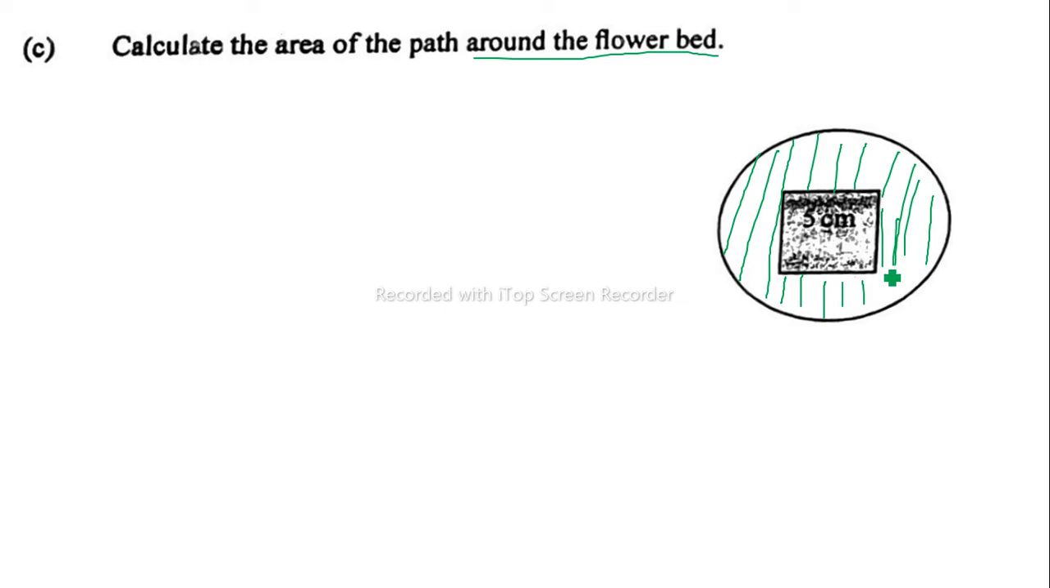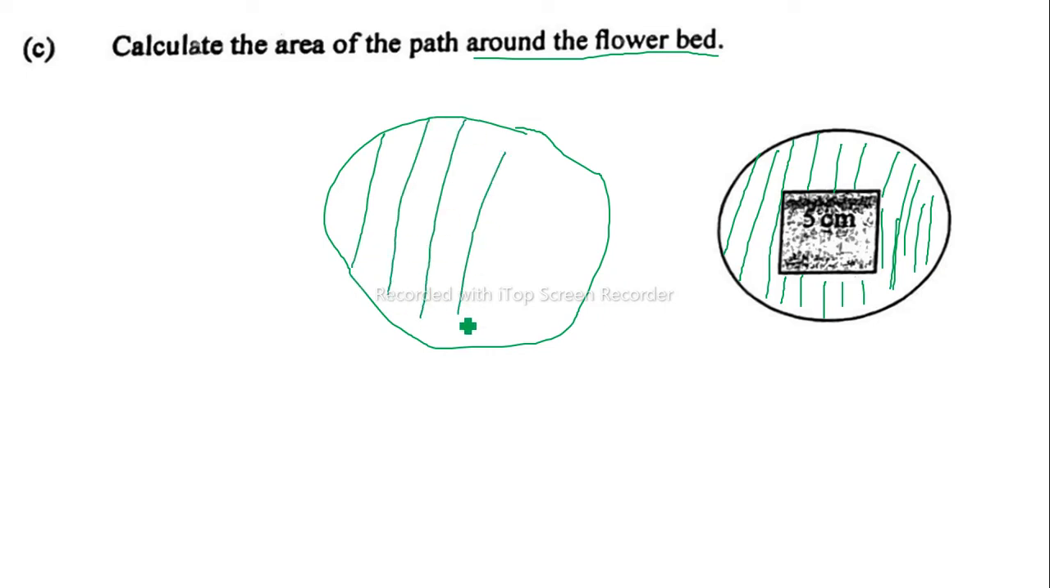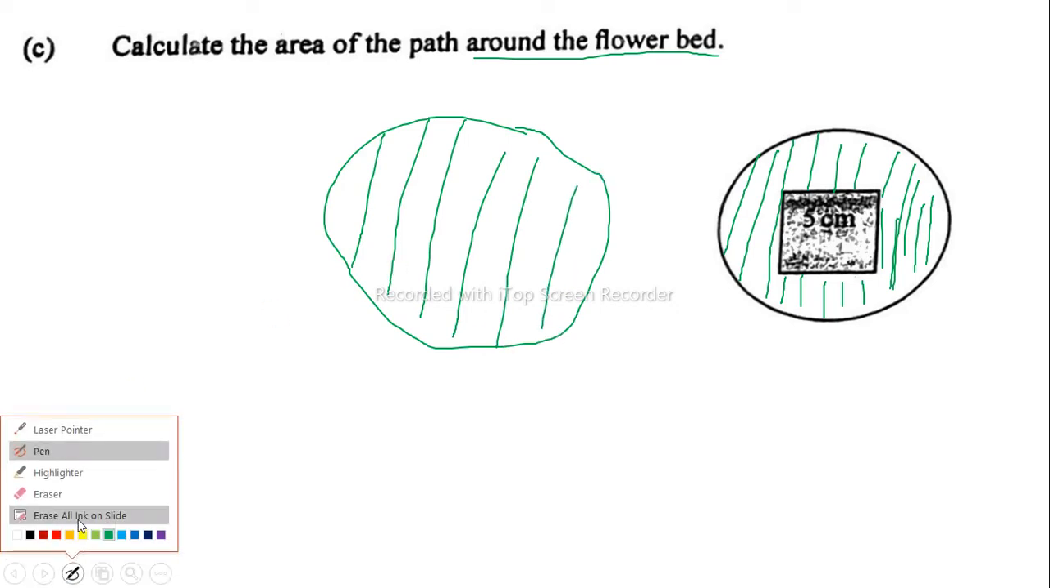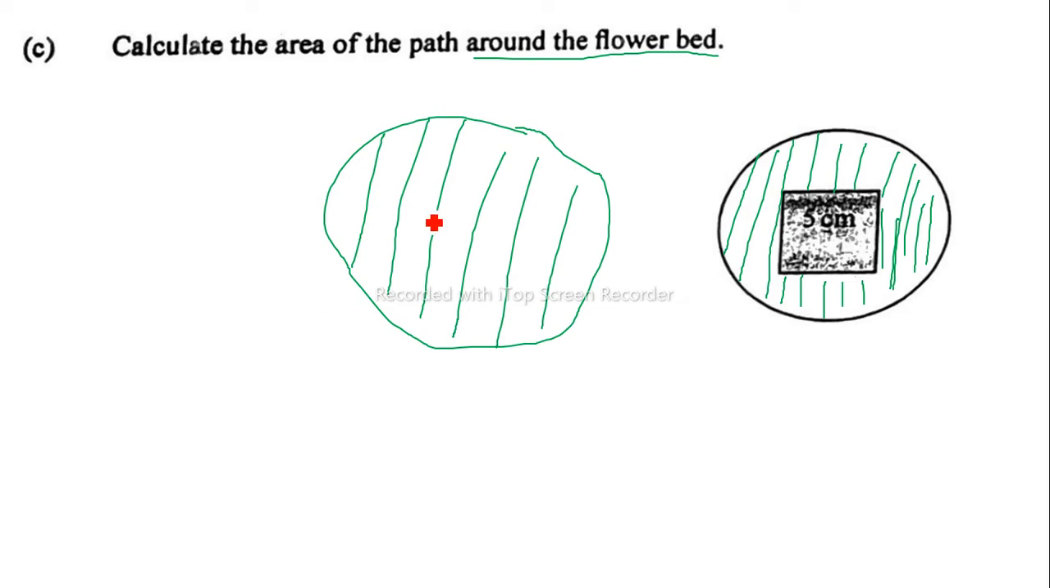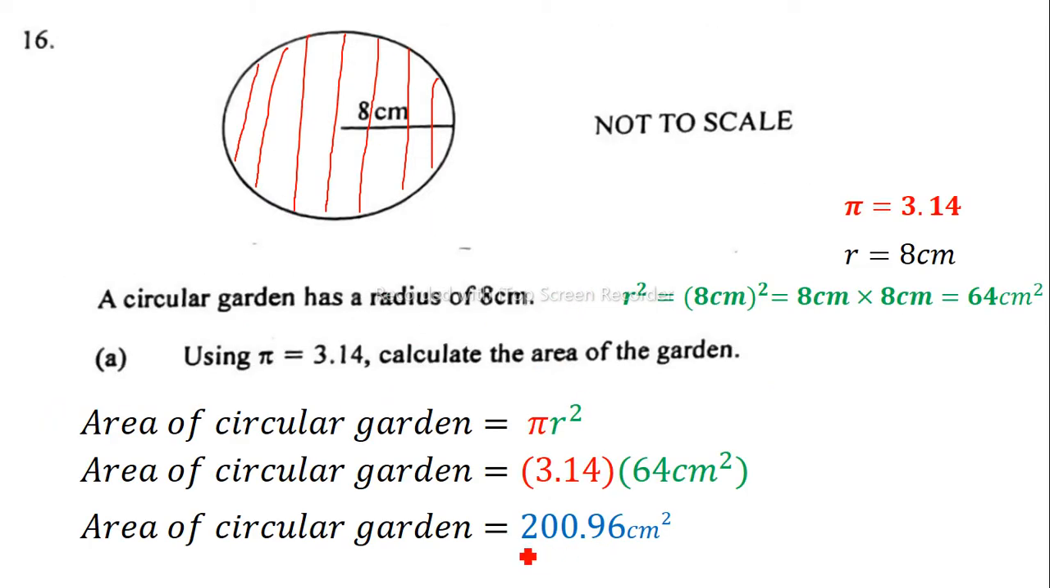What is this area? Now in order to figure that out, we know the area of the total. We just figured that out, right? What is the area of the total garden? Just figured out that was what? 200.96 centimeters squared. Yeah, we saw that the area of the total garden was 200.96 centimeters squared.